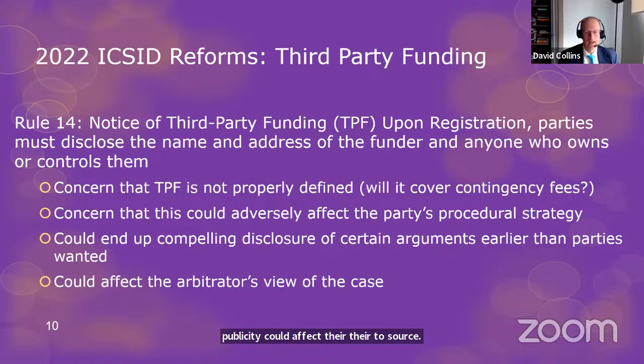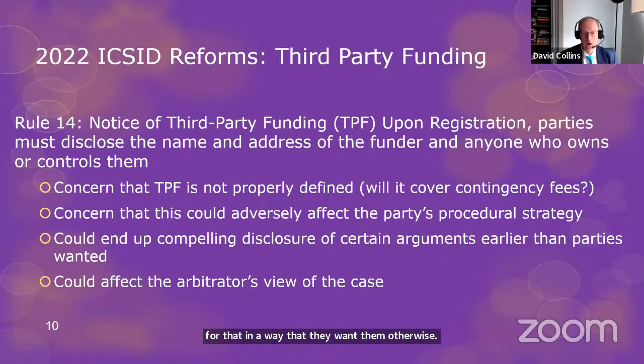There's concern that this could end up compelling the disclosure of certain arguments earlier than the party wanted. So, for example, if your funder is an energy company, maybe you're going to be making a claim in relation to the price of energy being an element of expropriation. And now the state is going to know that in advance, and they'll be able to prepare for that in a way that they wouldn't have otherwise. So it'll sort of game the strategy.